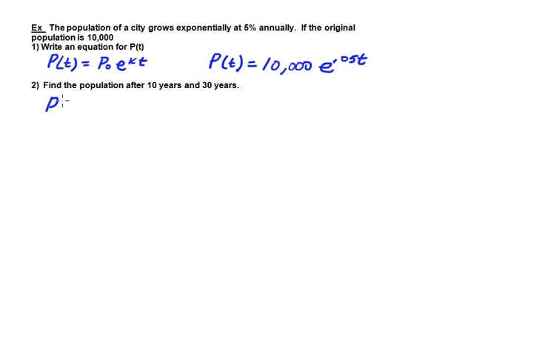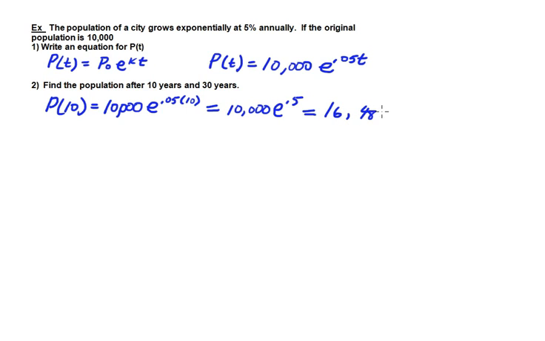The population at 10 years is going to be 10,000 times e to the 0.05 times 10. And simplifying the exponent, we get 10,000 e to the 0.5. And if you just use a calculator to work that out, you end up with about 16,487.